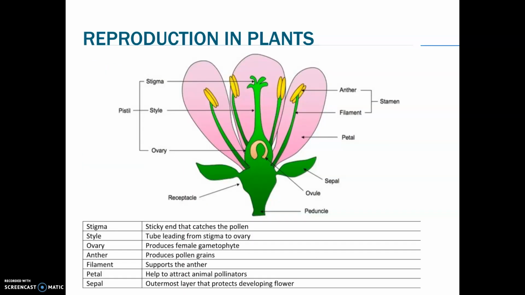Now let's talk about what each of these parts does. So we'll start with the female parts. Your female parts are your stigma, your style, and your ovary. The stigma is a sticky end sticking out of the plant. Its whole job is just to have pollen stick to it. It's catching pollen, basically. Once pollen gets stuck to that stigma, it's going to travel down the style. Style is kind of like a little tube, a pollen tube. It's going to travel all the way down the style and into the ovary. The ovary is what produces that female sex cell.